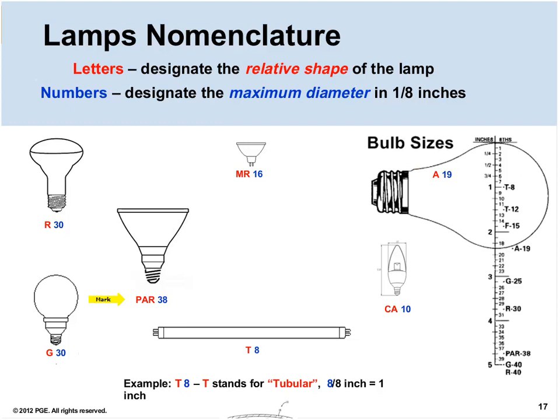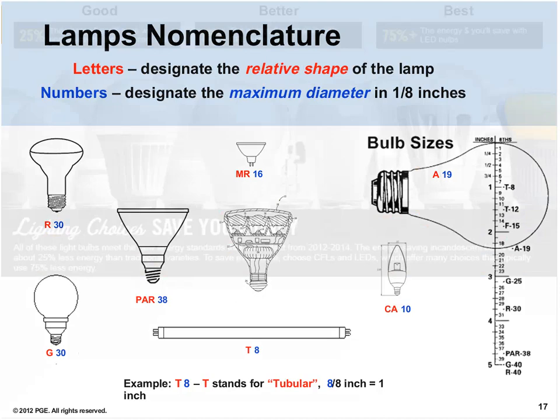Now what's interesting is that LEDs are still known as a PAR 38, but it no longer has a parabolic aluminized reflector of any kind. But for the near term, it's still going to be called a PAR 38 just because of the familiarity with the lamps that it's replacing.